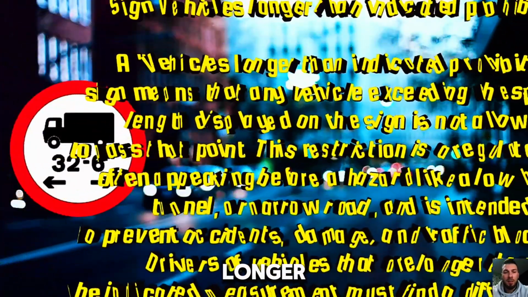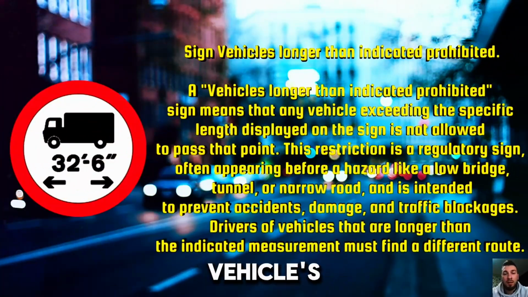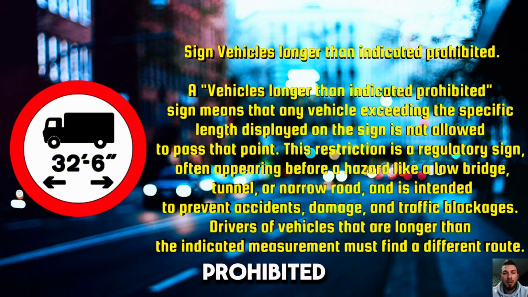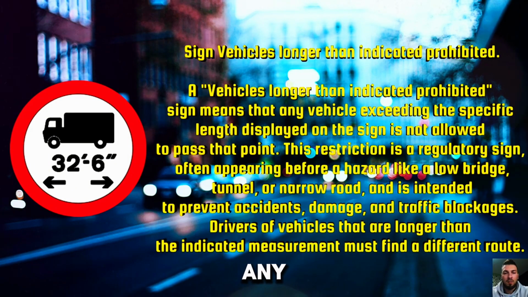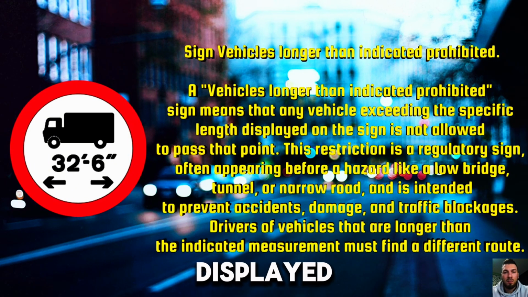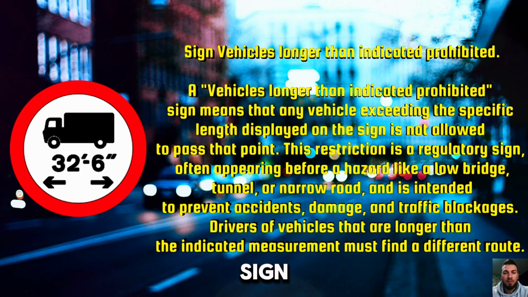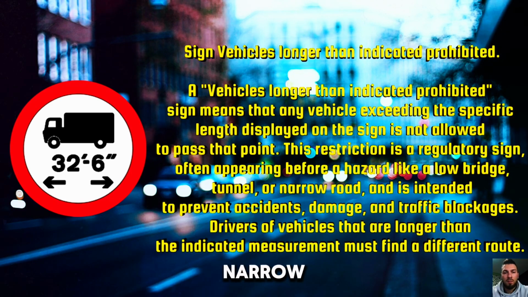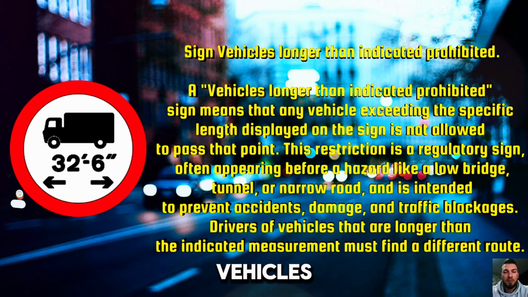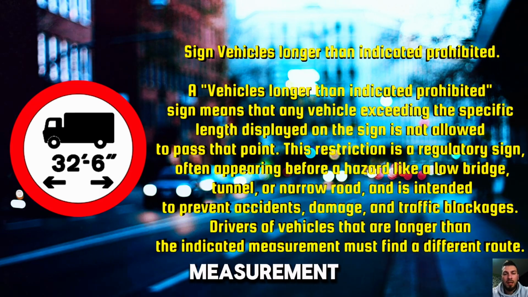Sign: vehicles longer than indicated prohibited. A vehicles longer than indicated prohibited sign means that any vehicle exceeding the specific length displayed on the sign is not allowed to pass that point. This restriction is a regulatory sign, often appearing before a hazard like a low bridge, tunnel, or narrow road, and is intended to prevent accidents, damage, and traffic blockages. Drivers of vehicles that are longer than the indicated measurement must find a different route.